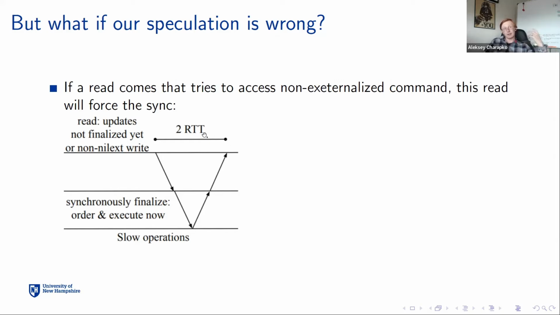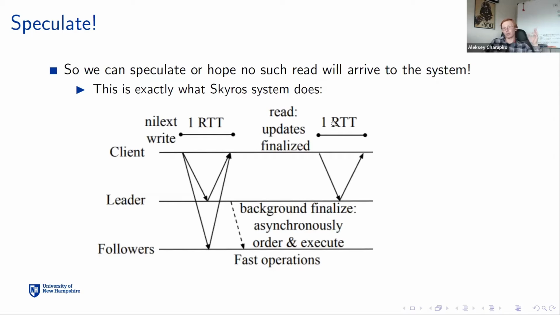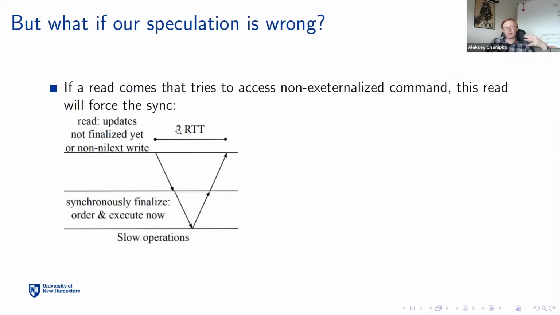So hopefully our speculation is correct. Then we can do reads in one RTT. If our speculation is not correct, then it will be 2 RTTs of latency. So that's the intuition for the Skeros system. Any questions or comments so far?